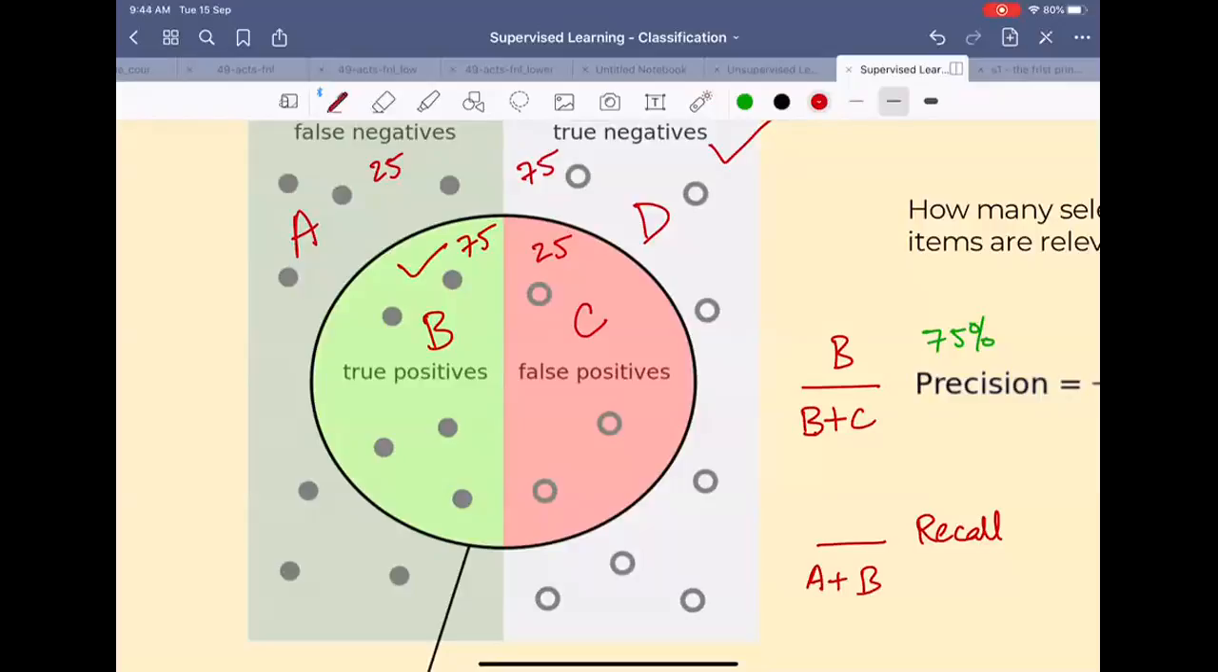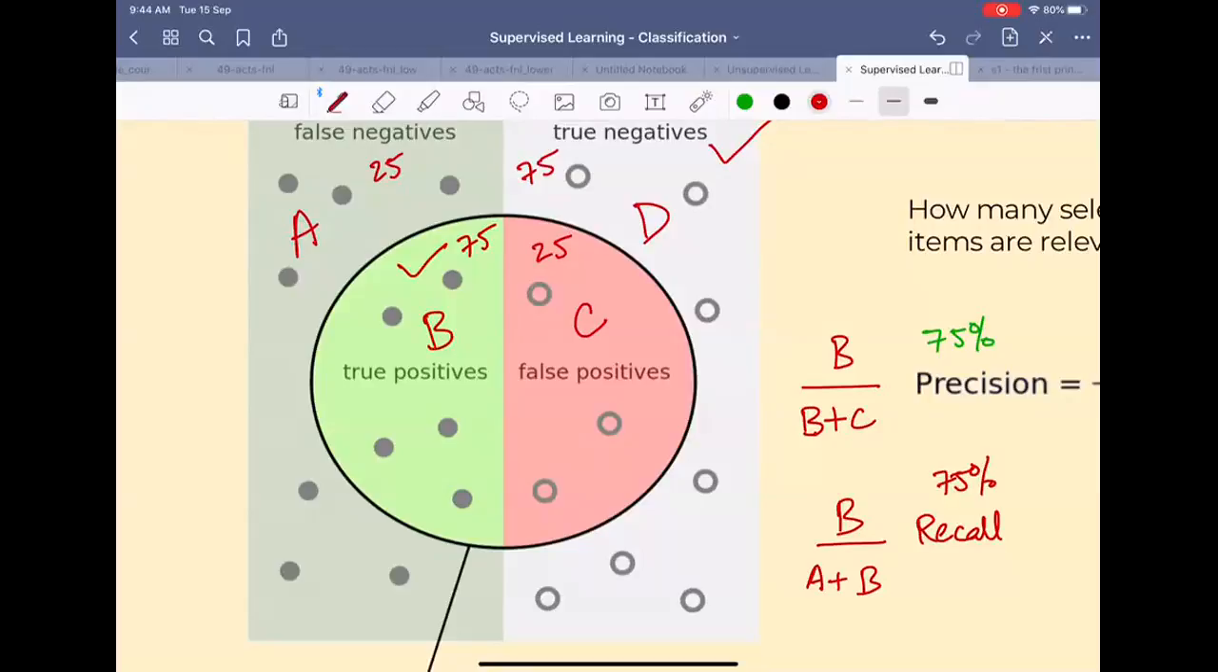Of all the people that have survived, which are the people that our model is telling us survived? Our answer is very simple. It is B. Out of all the A plus B people, our model is telling that B people have survived. What is the recall percentage? The recall percentage is again 75 divided by 100, which is 75%. So we have a recall of 75% and a precision of 75%.